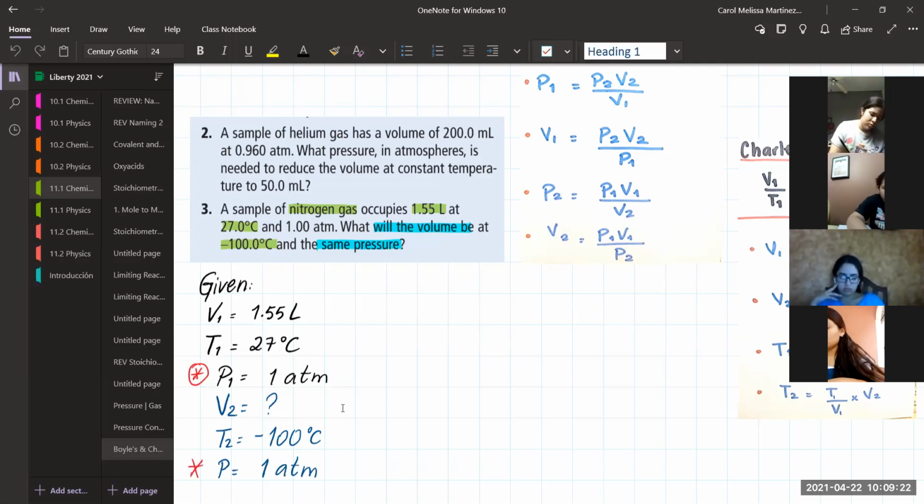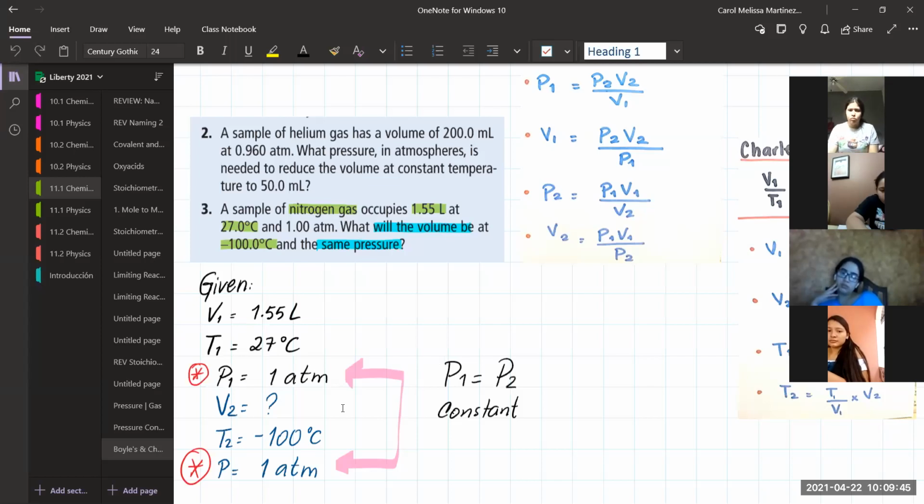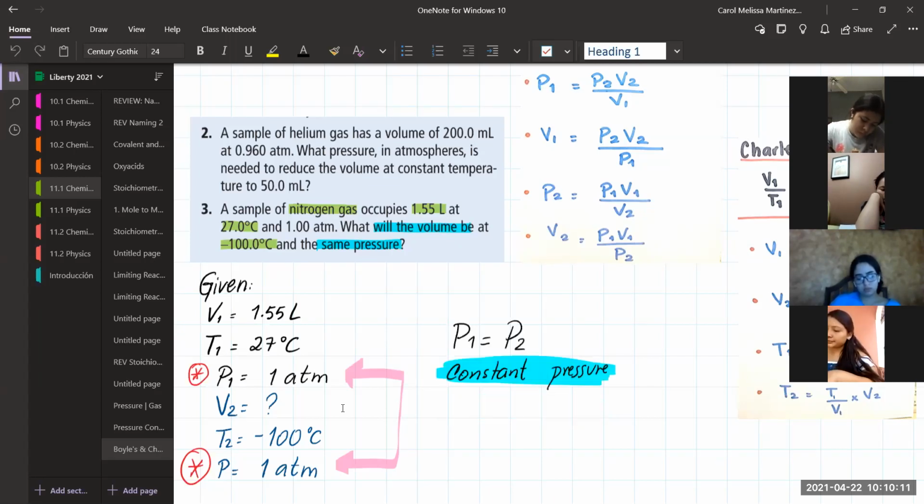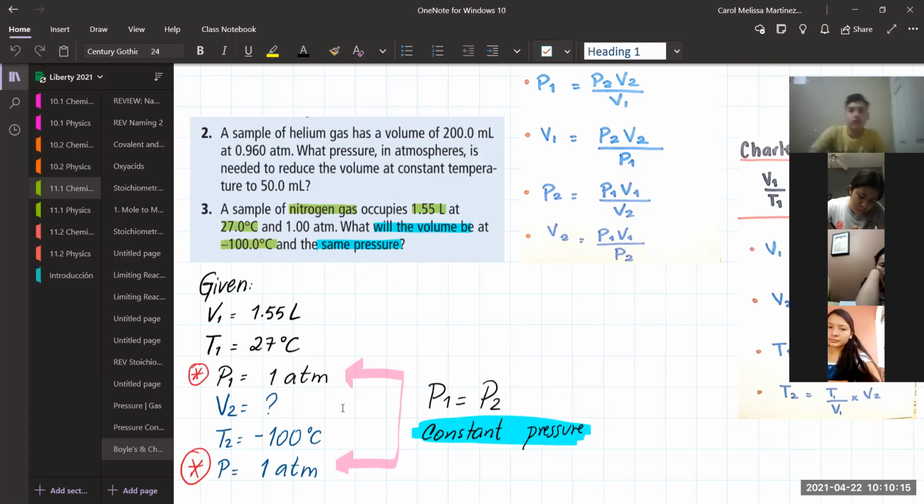And again, I want us to analyze this. Take a look here about the pressure. If your initial pressure is the same as the final pressure, this means that you have constant pressure. The pressure doesn't vary along time. So if you have constant pressure, and this is the most important part, what is the law that you need to apply? Is it Boyle's or is it Charles?